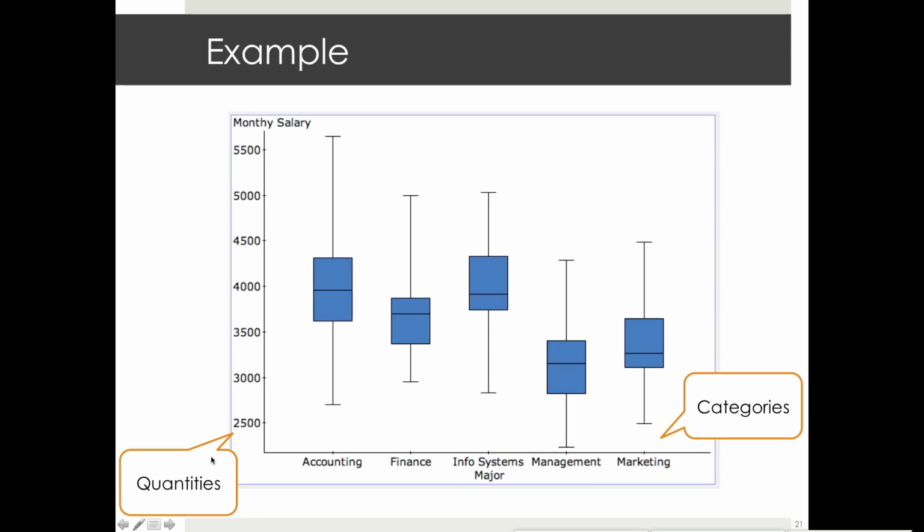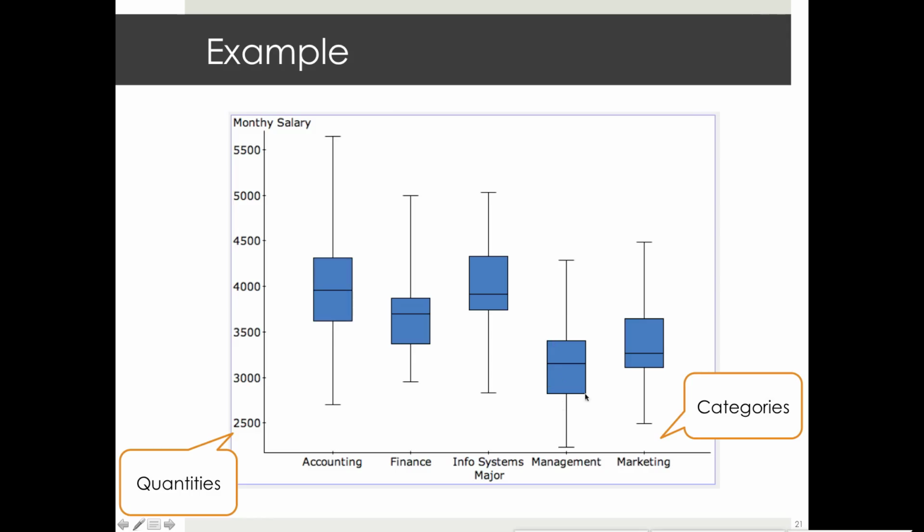We also can see that on the horizontal axis we see categories, on the vertical axis here we see quantities. So this is a visual representation of the relationship between a particular category and a quantity. And this is actually very useful. You can see what's happening here is very interesting.